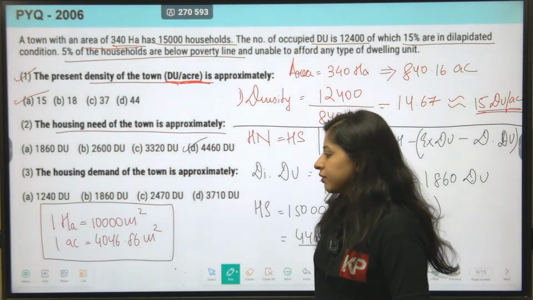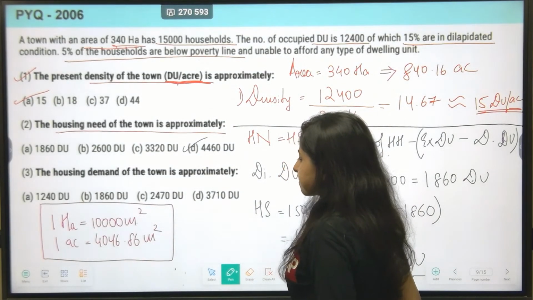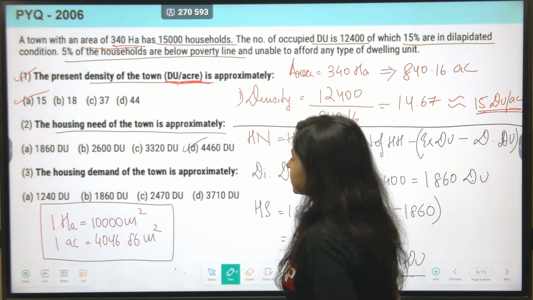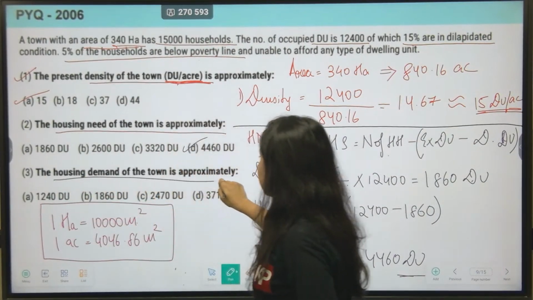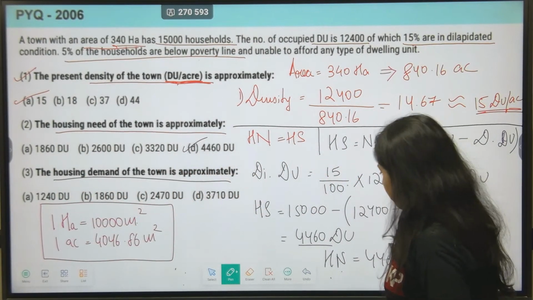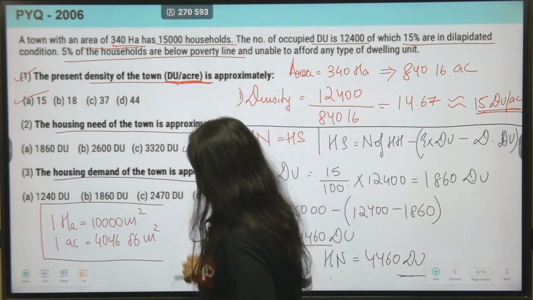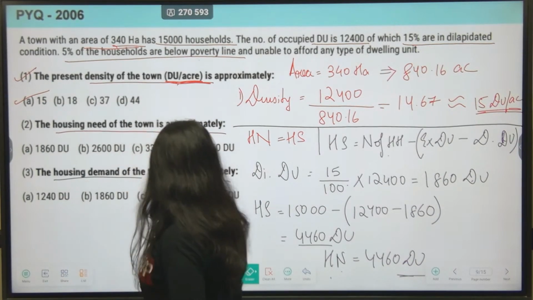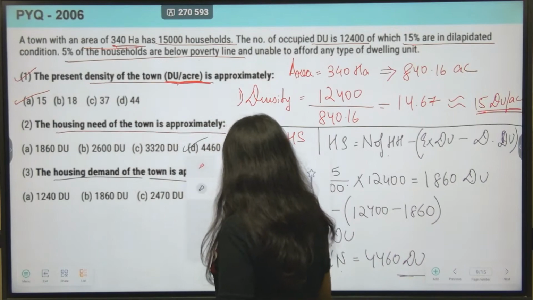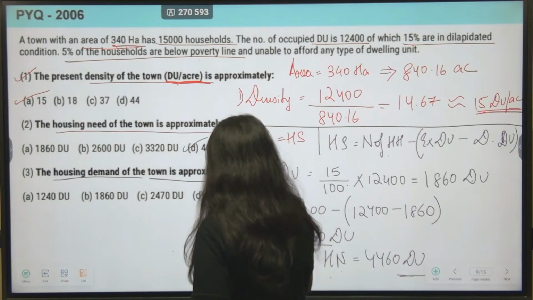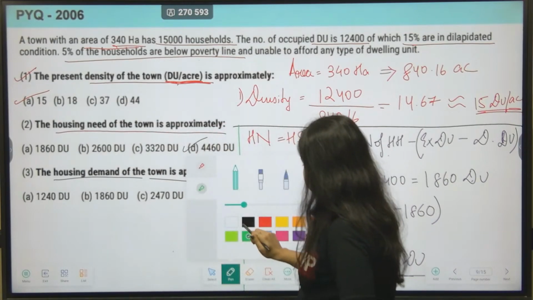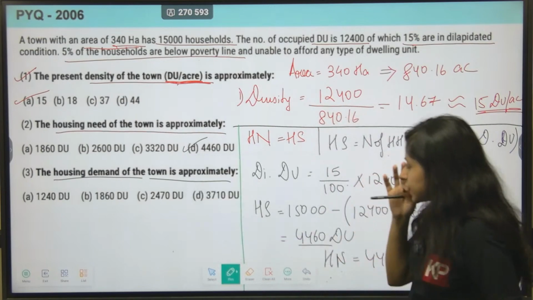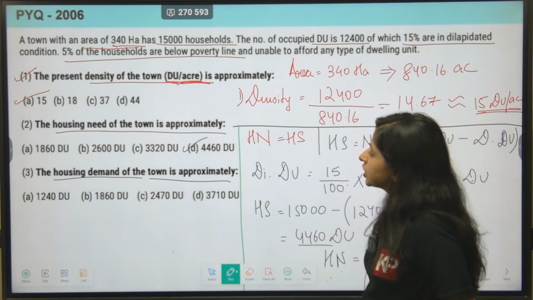In the next question, what are they asking? They're asking us to calculate the housing demand of the town. Okay, let me erase this. I hope you have taken it down. Let me erase this part so that I can do the calculation here without having to go to the next page. Chaliye. Next, they are asking us to calculate the housing demand of the town.